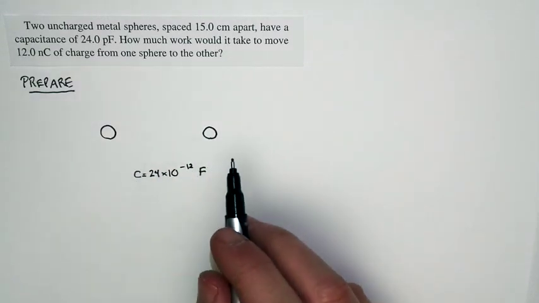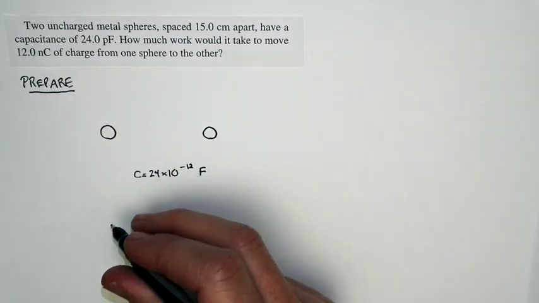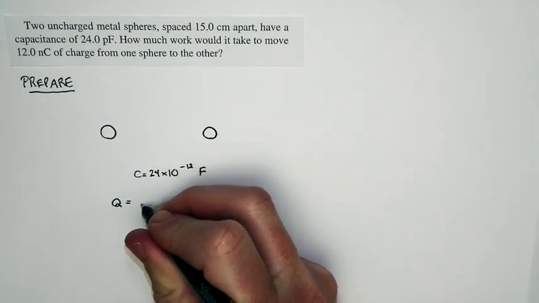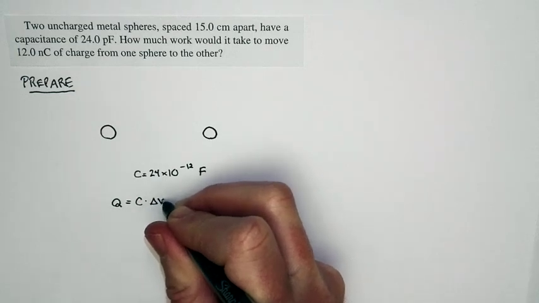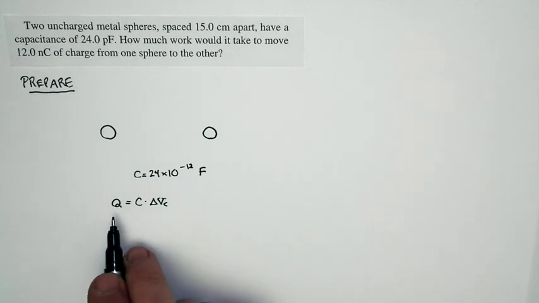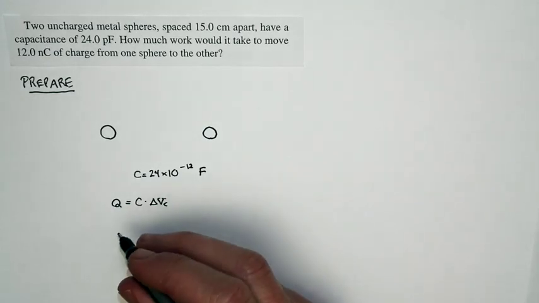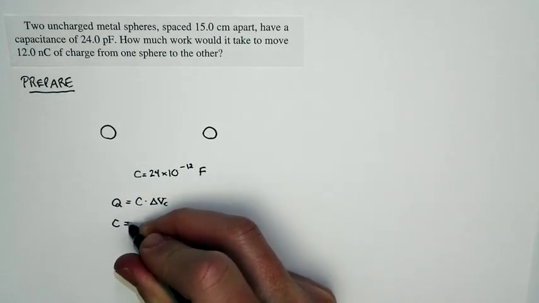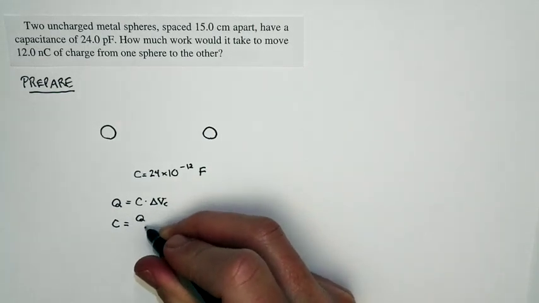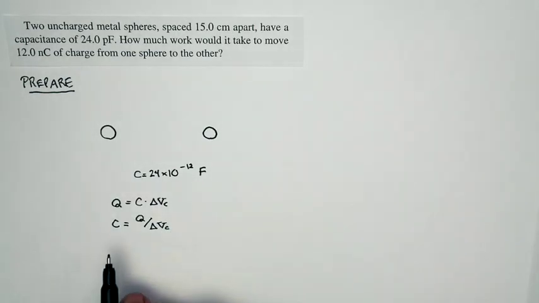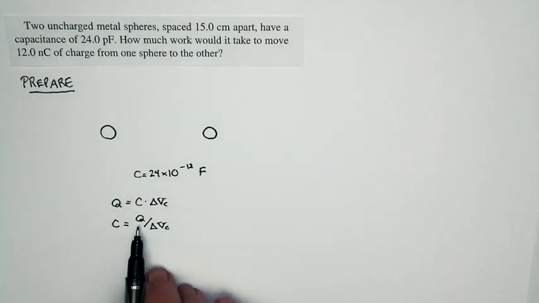Anytime I have two separated conductors, there's a capacitance to it. Remember, our basic definition of capacitance was this: Q is equal to C times delta VC. This is the potential difference between the two conductors. This is the charge stored on one of the conductors. This is the capacitance. So really, we can think of this as the definition of capacitance. The capacitance is equal to the charge divided by delta VC. And if I have a big capacitance, that means I store a lot of charge.